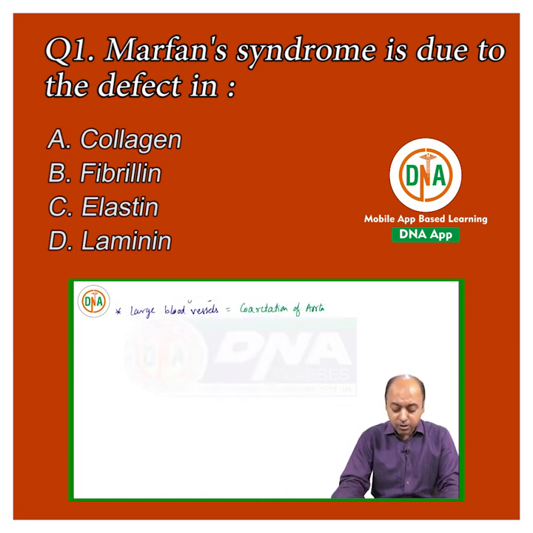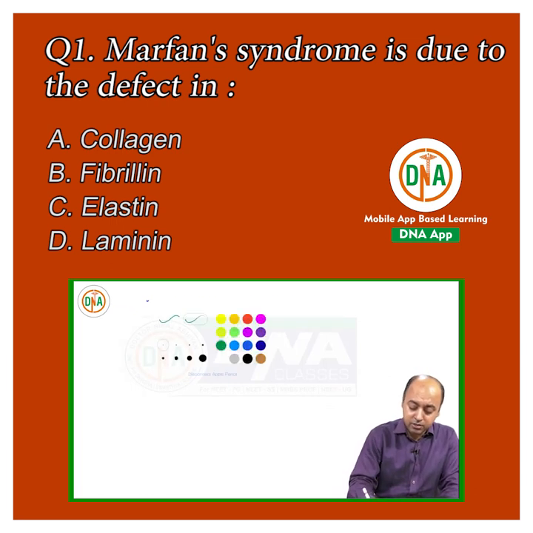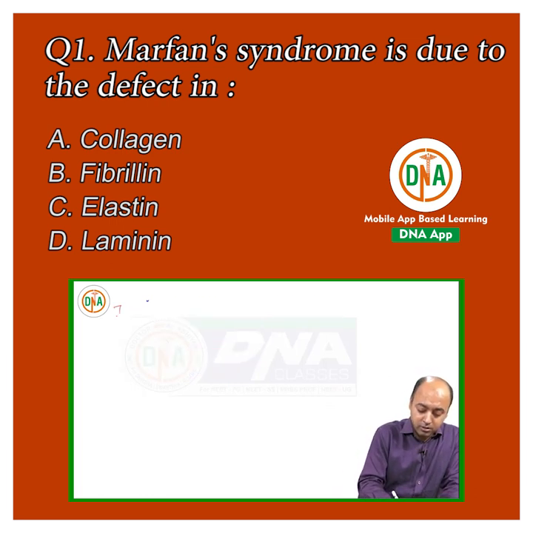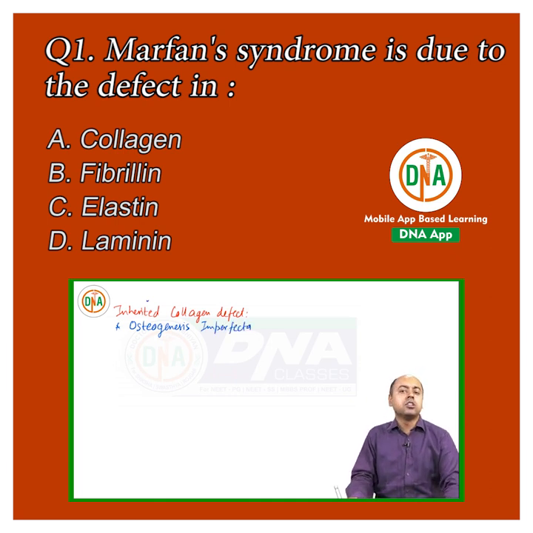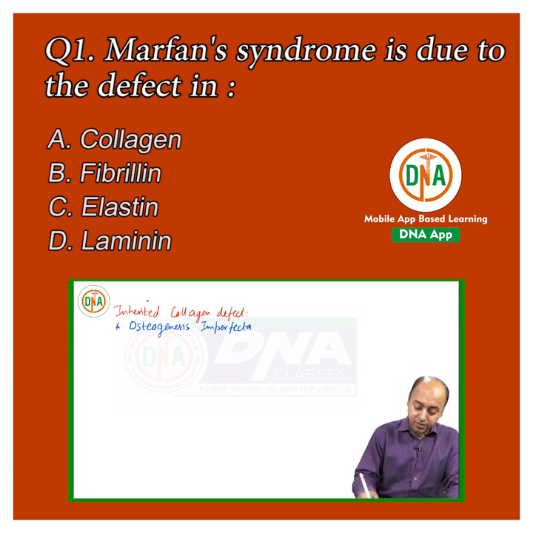Collagen defect: common conditions where we find an inherited collagen defect. The various disorders where you will see the inherited collagen defect include, first of all, osteogenesis imperfecta. The most important condition where there is inherited defect in the collagen is osteogenesis imperfecta.